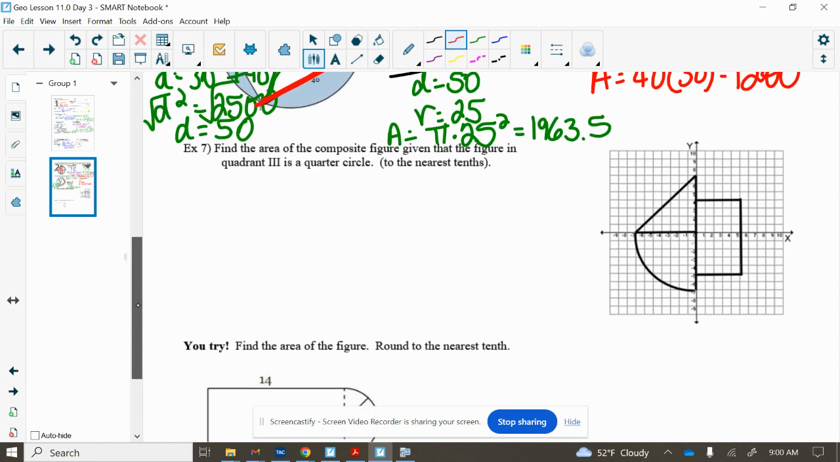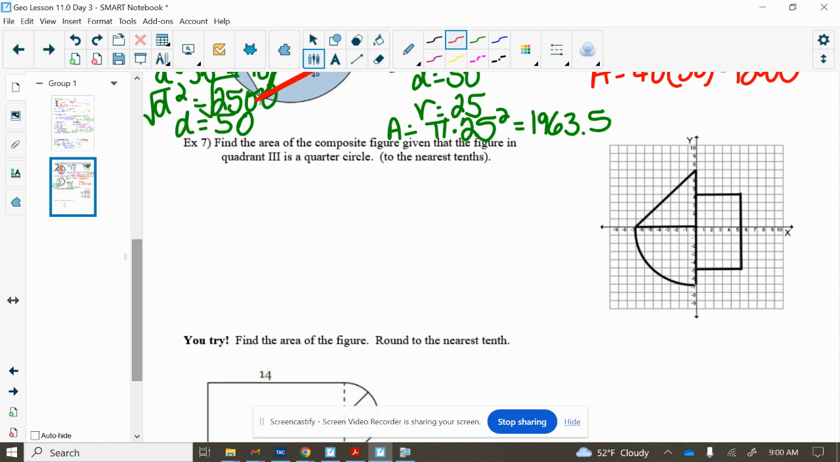All right, last example together is one of our composite figures. Now notice this time they are telling you that this figure in quadrant 3 is a quarter of a circle. And if you think about drawing in this whole circle, what we notice is that our radius is essentially the side length of this quarter circle that we have so far, right? So if we take the area of the whole circle and just divide it by 4, that's what the area of our quarter circle would be.